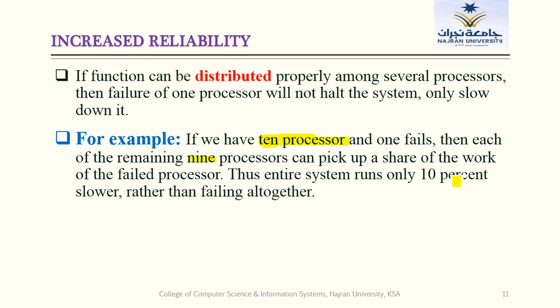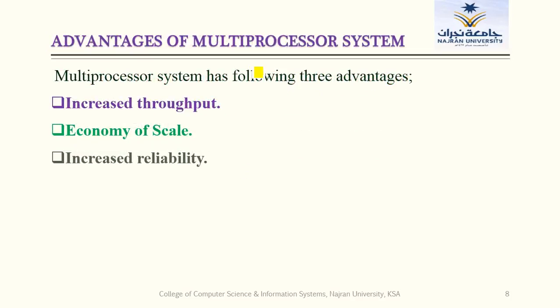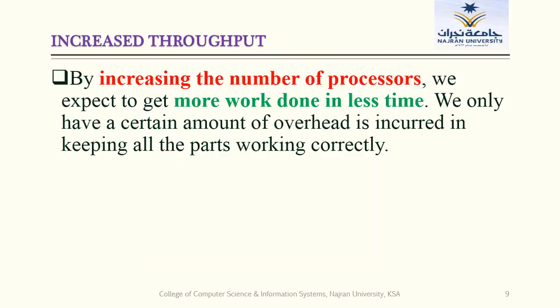Okay, so we have this third advantage, increased reliability: multiprocessor systems are more reliable than single processor systems. So we have seen 3 main advantages of multiprocessor systems: increased throughput, economy of scale and increased reliability.